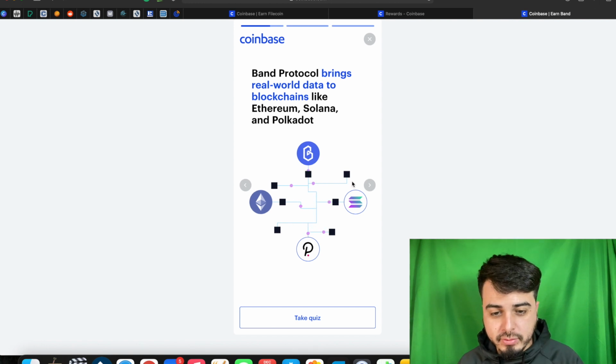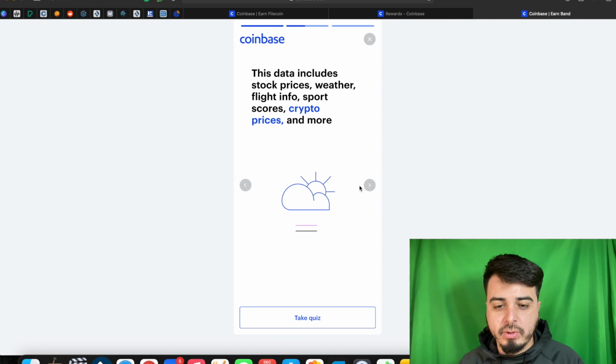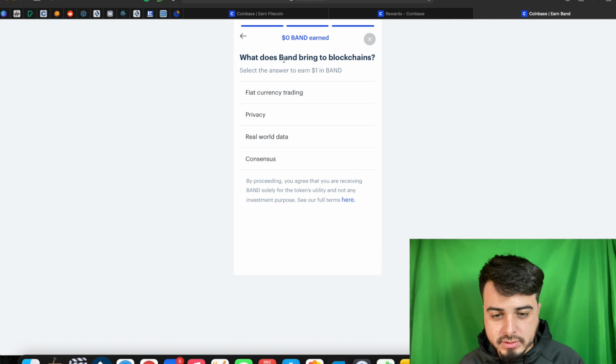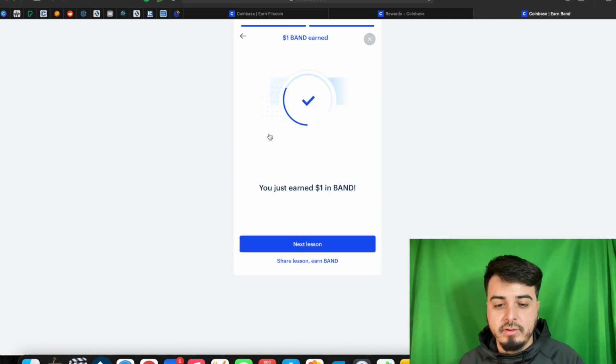Band Protocol brings real-world data to blockchains like Ethereum, Solana, and Polkadot. This data includes stock prices, weather, flight info, sports scores, crypto prices, and more. What does Band bring to blockchains? Fiat currency, privacy, real-world data, consensus? I was confused for a second. Okay, so C. Number 1, C. So next lesson.